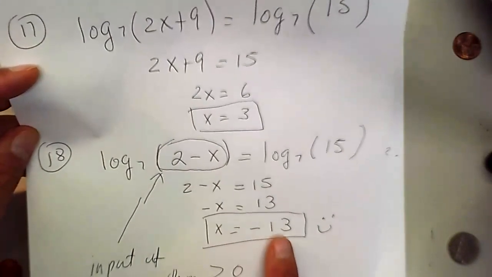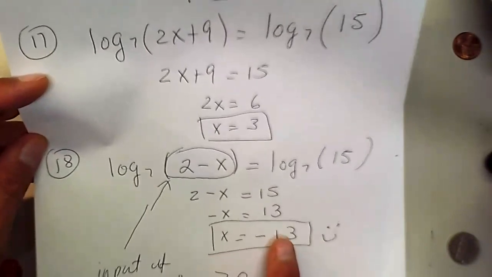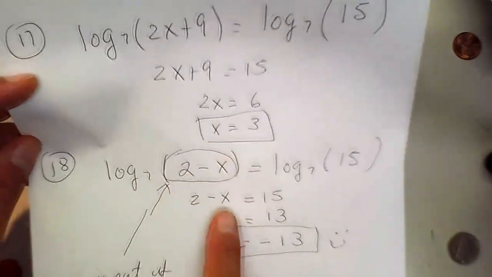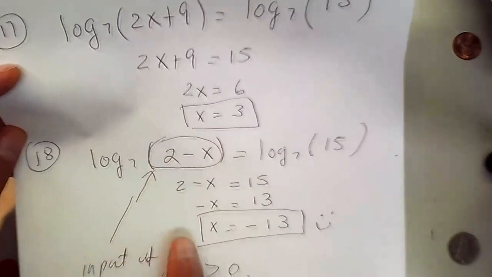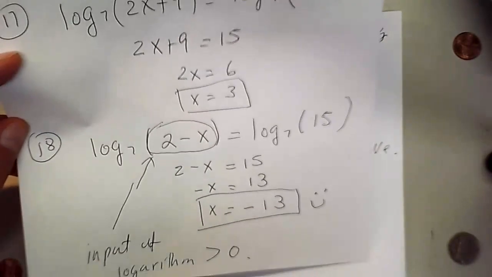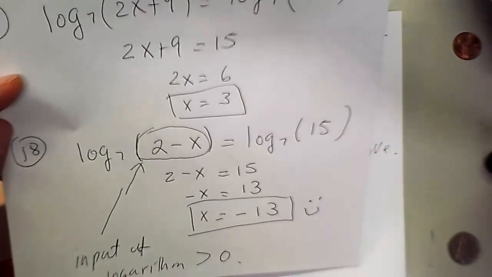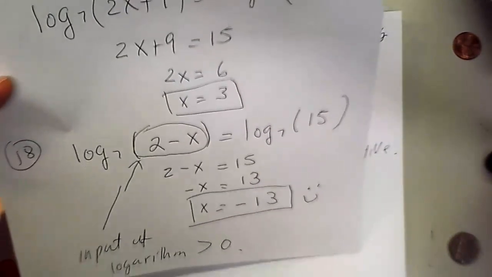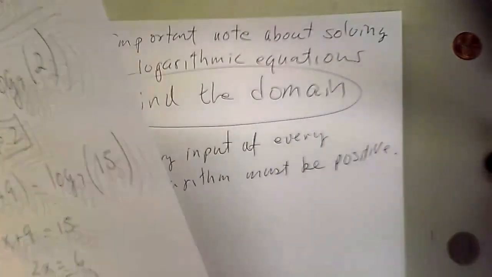But we will reject it not because it is negative, but because when we plug it into here, we end up with a negative number. So be aware of that. We used to call these extraneous solutions, and that's kind of what's going on here. We may end up with extraneous solutions, so we have to check every solution.